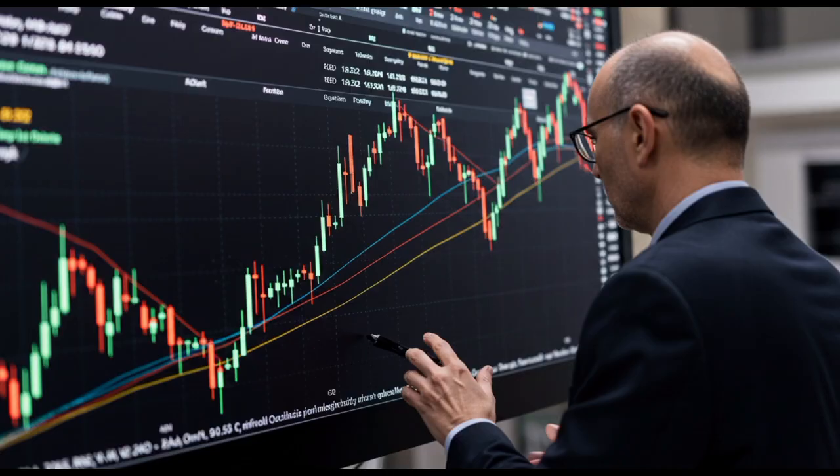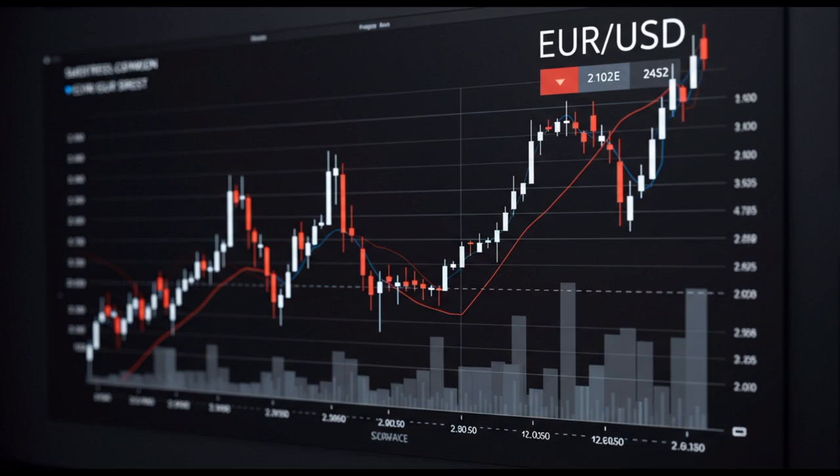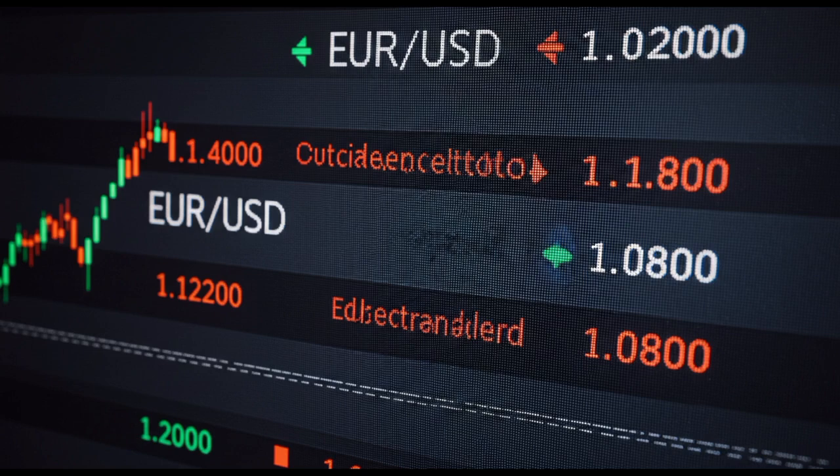1. Understanding currency pairs. In Forex, we don't trade single currencies, we trade them in pairs. For example, Euro to US dollar. The first currency, Euro, is called the base currency. The second currency, USD, is called the quote currency. So if Euro to US dollar equals 1.1000, it means 1 euro equals 1.10 US dollars. Example. If the price goes up to 1.1200, the euro has strengthened against the dollar. If it falls to 1.0800, the euro has weakened.